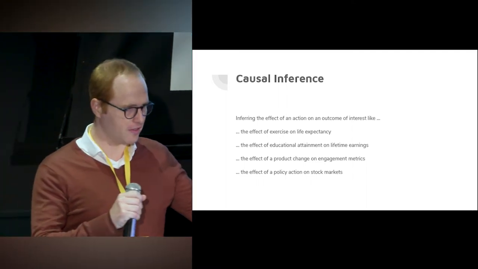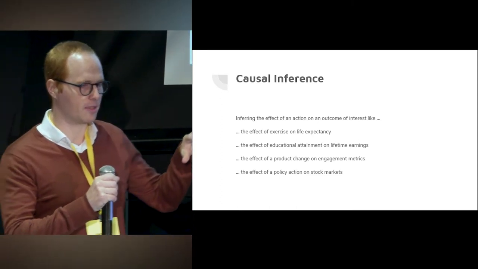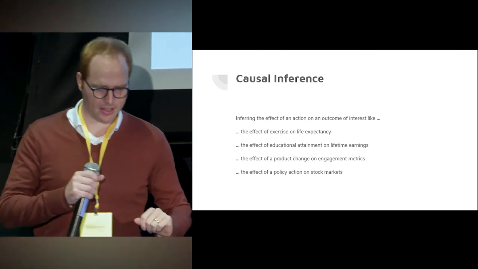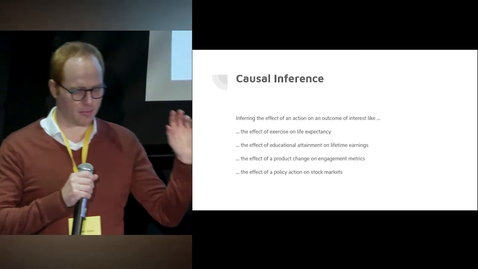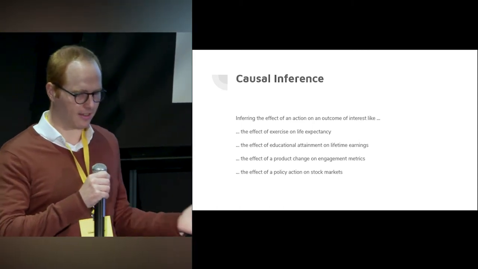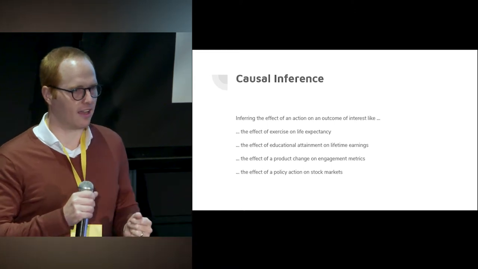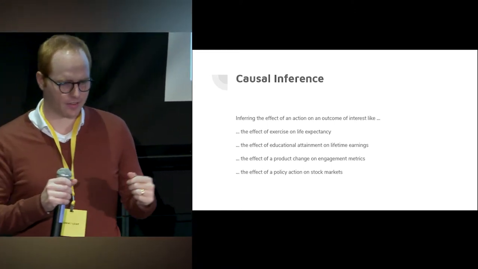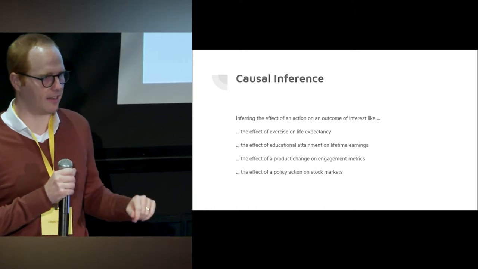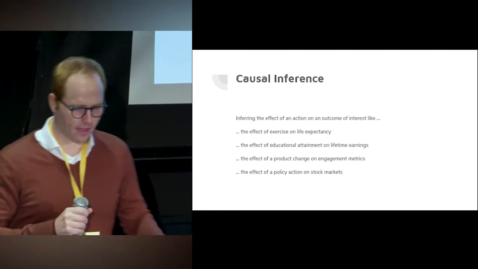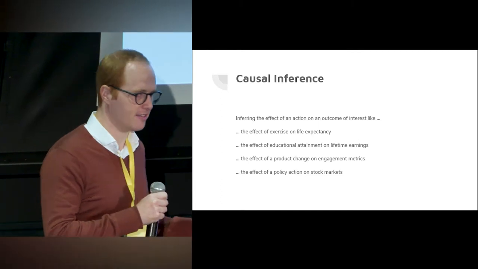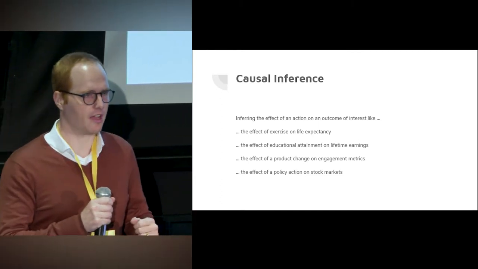So really we're thinking of some state, some potential action you might take, and the effect of that action on some outcome. That could be the effect of exercise on a person's life expectancy as measured in years, the effect of educational attainment on lifetime earnings. This is something you might study in a more social science setting. The effect of a change in a product on some engagement metric. This is something that would be very common in data science or data analytics. The effect of a policy action on stock markets. This type of thing might be more common in finance. So all of these are examples of causal inference.